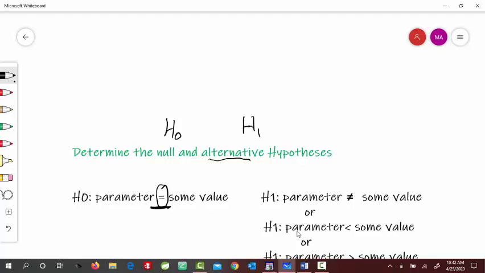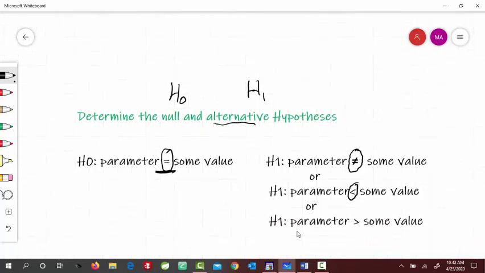On the other hand, for the alternative hypothesis, the parameter value could be not equal to the given value in H0, or it could be with the sign less than that value, or greater than that value. That value is the same one that comes from the null hypothesis. So that depends upon the situation. Let me explain each of them with an example.